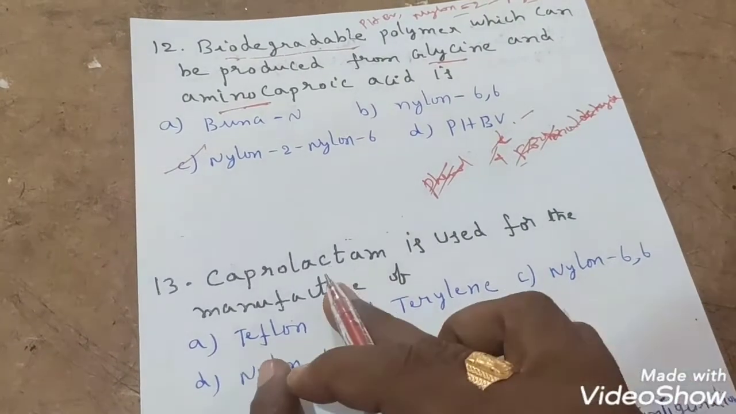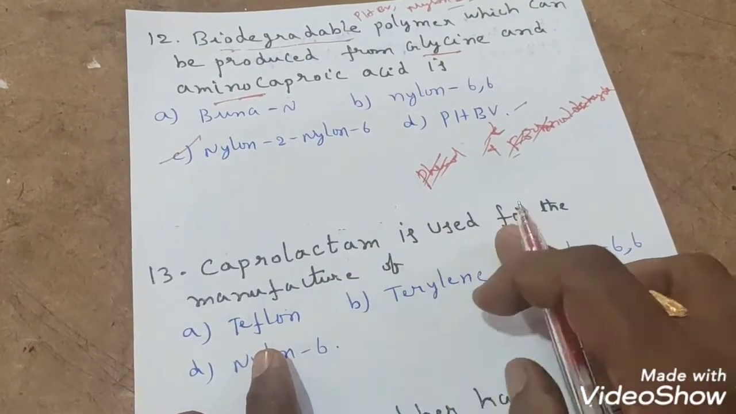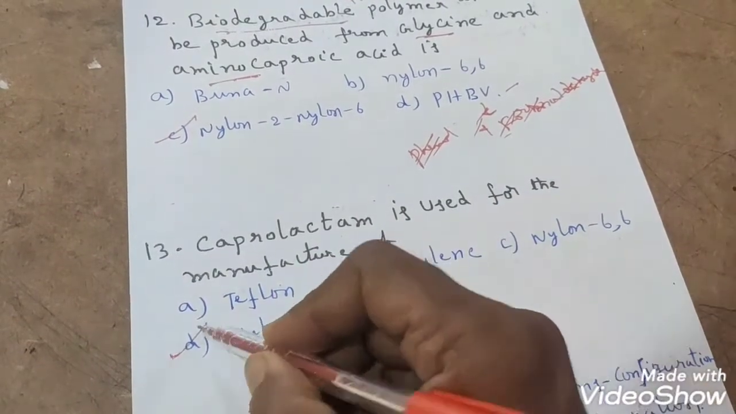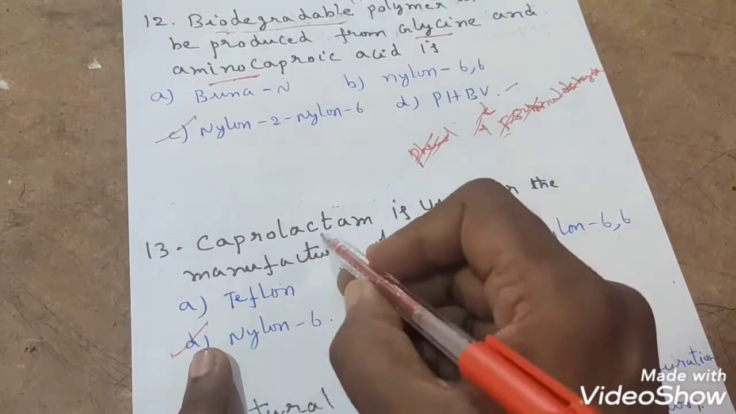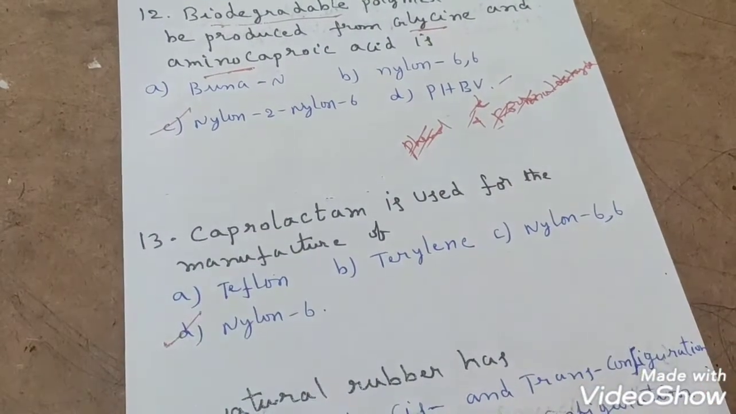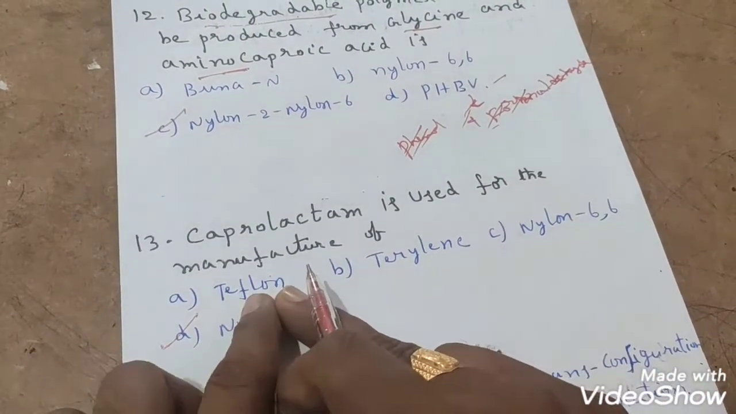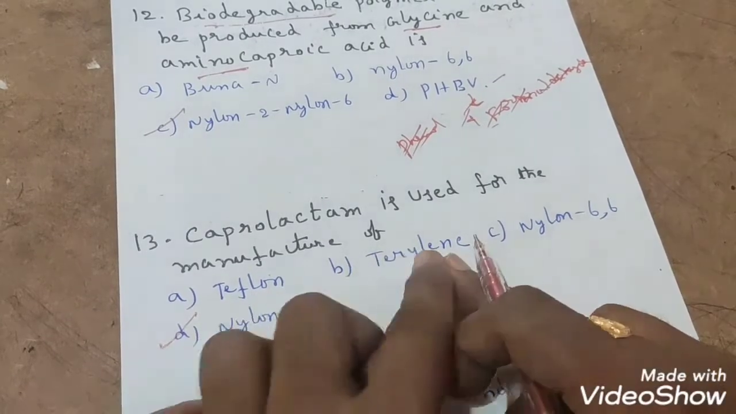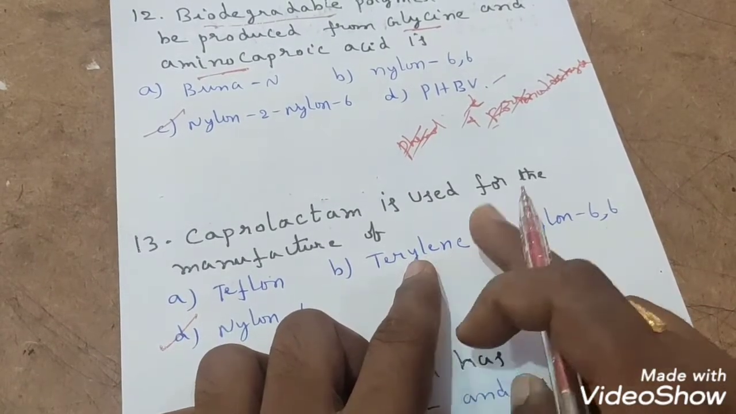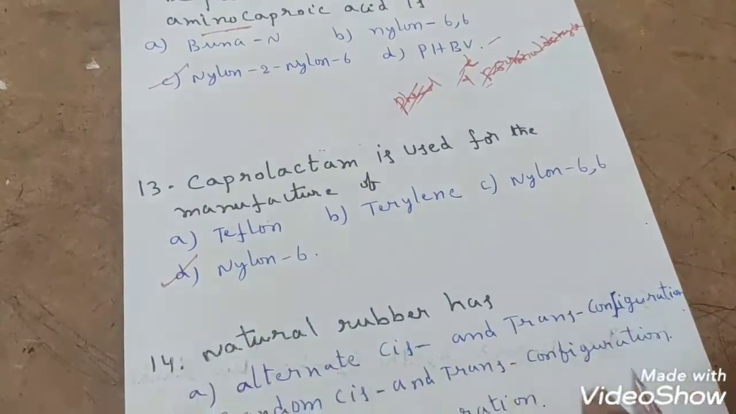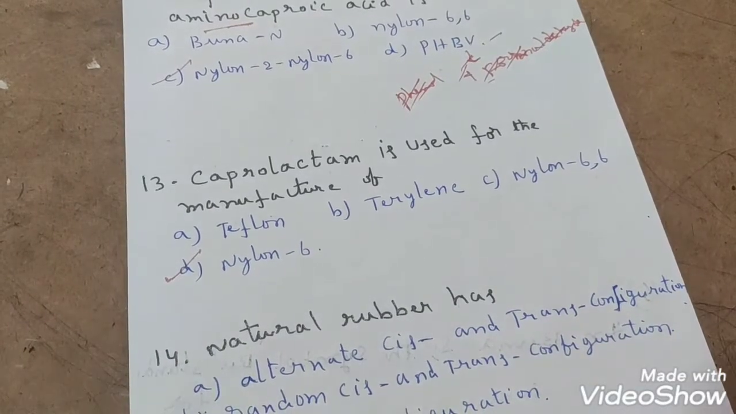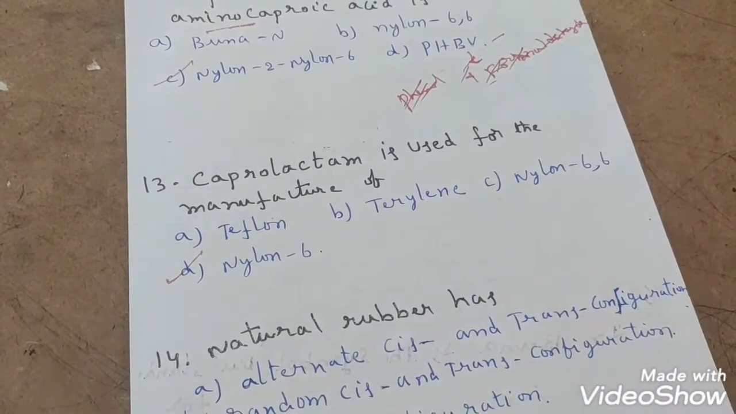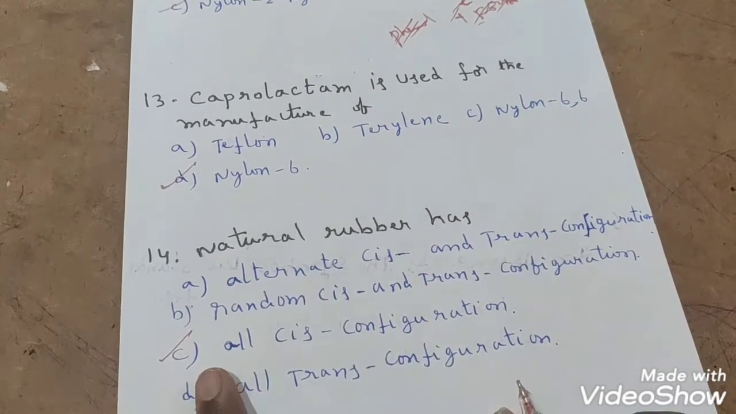Yes. Next question, caprolactam is used for the manufacture of what? Nylon 6. Nylon 6 monomer unit is what? Caprolactam. Teflon monomer unit is what? Tetrafluoroethene. Right? Terylene or Dacron monomer unit already we have discussed. Nylon 6 many times we have discussed. Right? Next question, natural rubber has all cis configuration at double bond. Correct or not? Just now we have discussed.